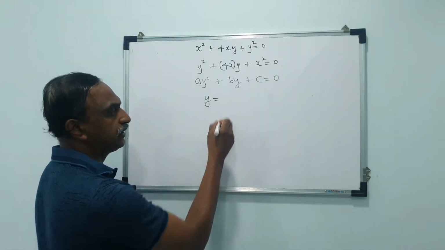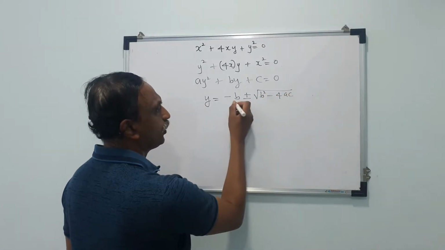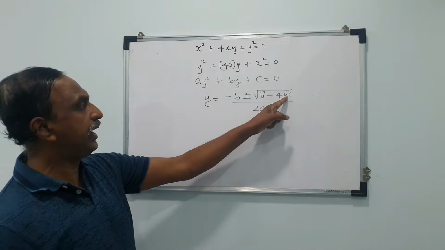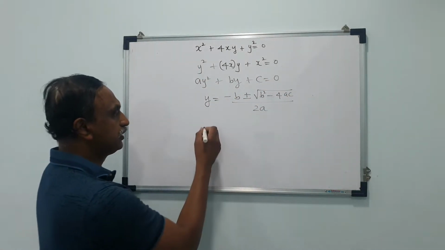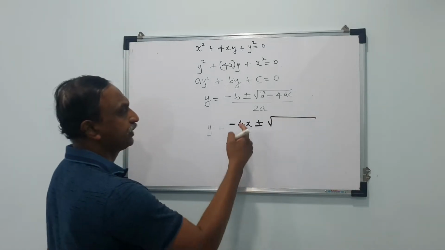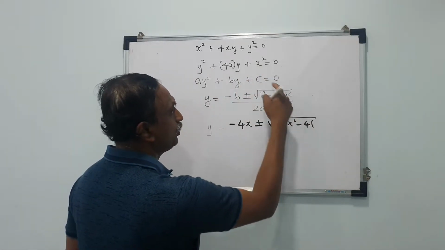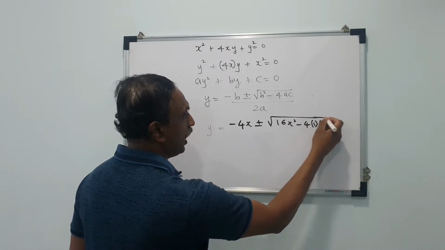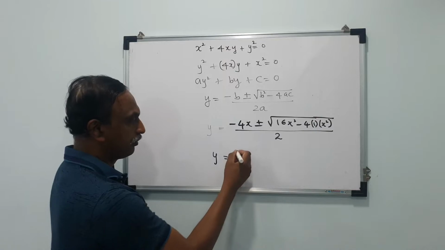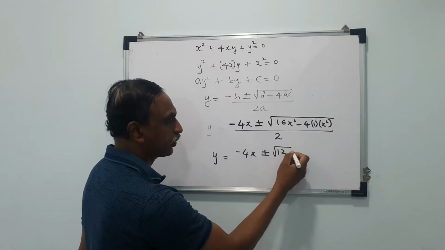If I am finding the value of y, I will be using the formula minus b plus or minus root of b square minus 4ac, upon 2a. Now I will replace b by 4x, a by 1 and c by x square. So y is equal to minus 4x plus or minus root of, now 4x when I square it, 16x square, minus 4 into a which is 1, into c which is x square, upon 2 times a. A is 1, so 2 times 1. So y is equal to minus 4x plus or minus root of 16x square minus 4x square, which gives you root 12x square, upon 2.